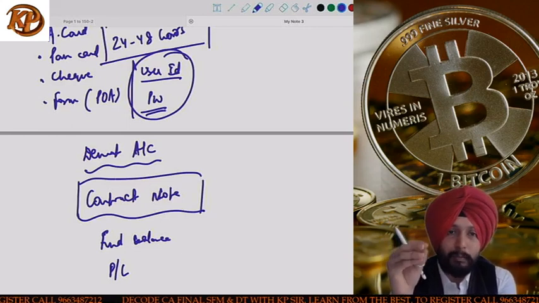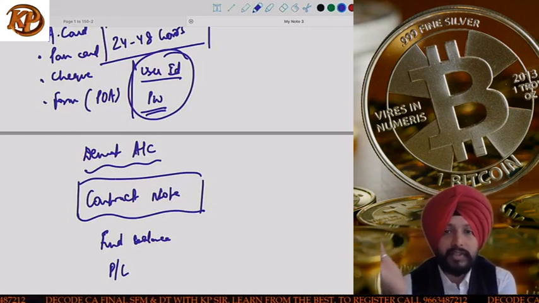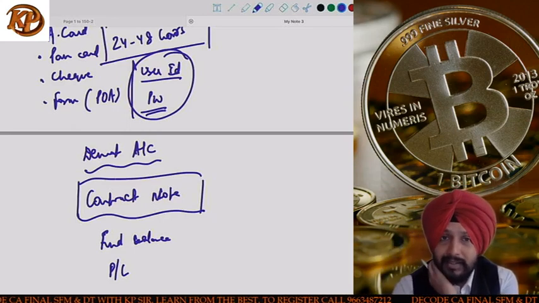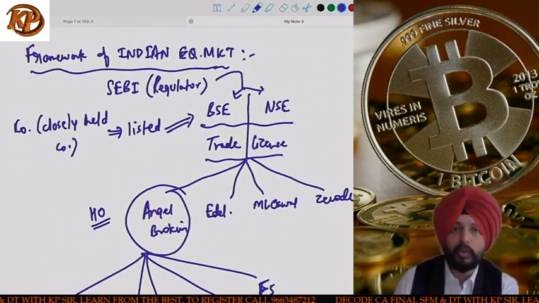Once you successfully open a demat account, you will transfer some funds into it, and once you put the funds in, then you can start trading in shares. I hope I am making sense, guys. Okay, so let us discuss the framework once again, then slowly we will proceed with it.